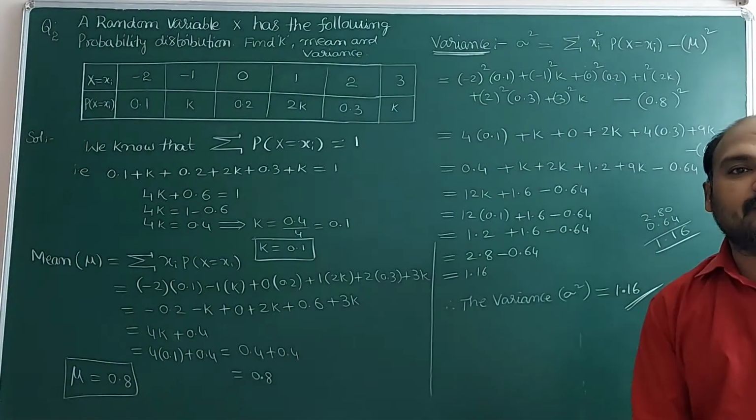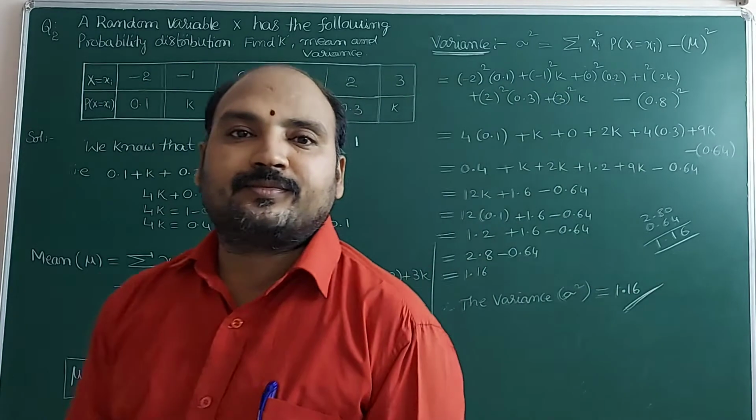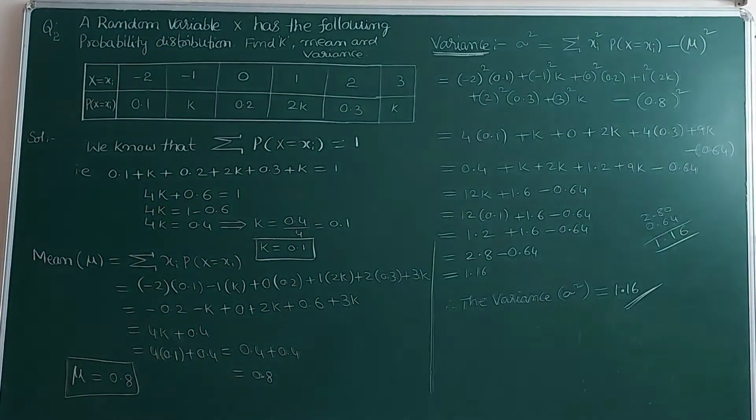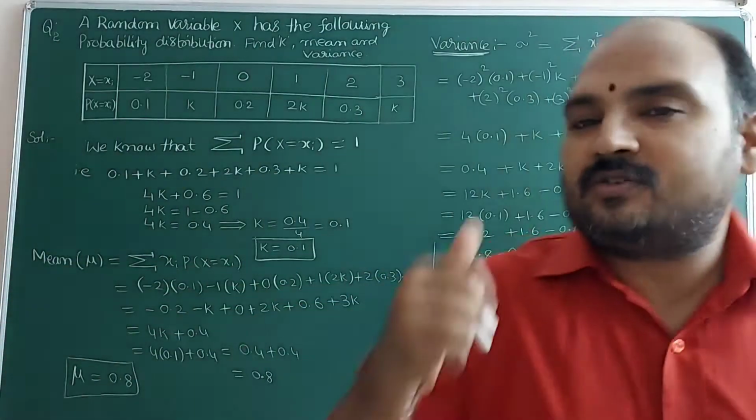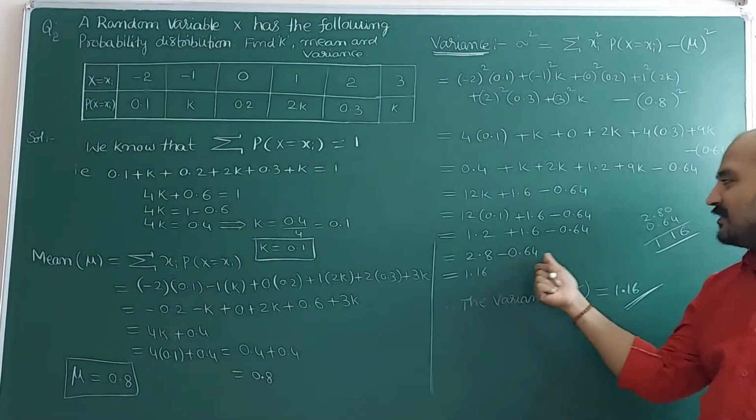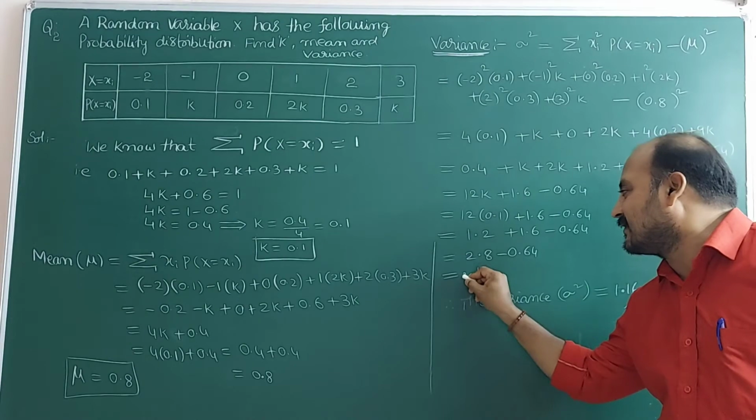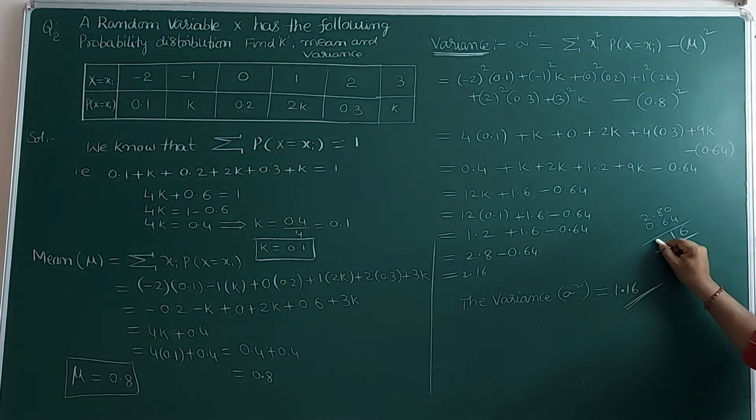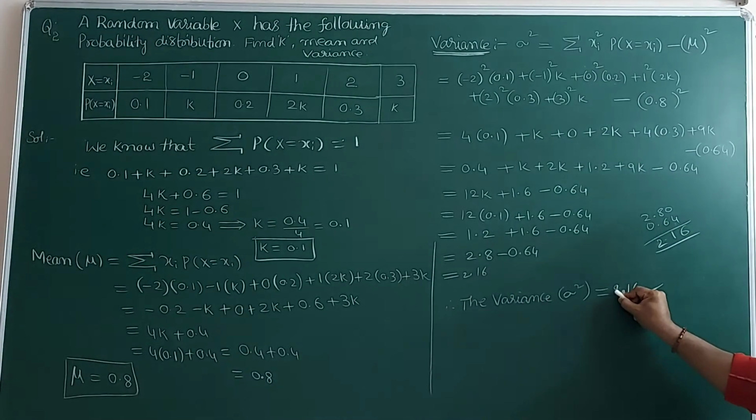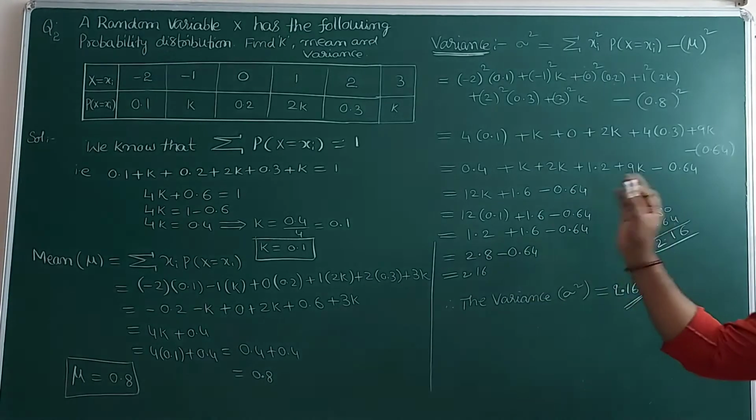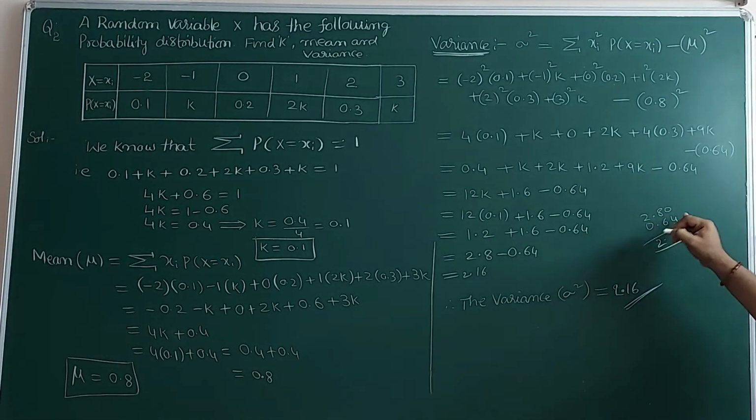We move on to the next question. Dear students, I forgot here. 2.8 minus 0.64 means 2.16. Here also 2.16. I thought it is 1.8. So 2.80 minus 0.64 is here 2.16.